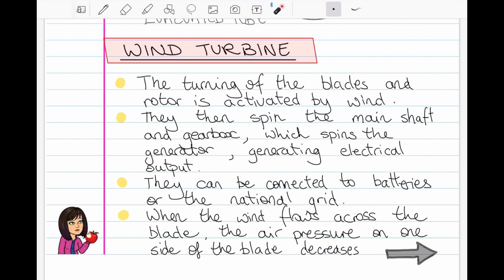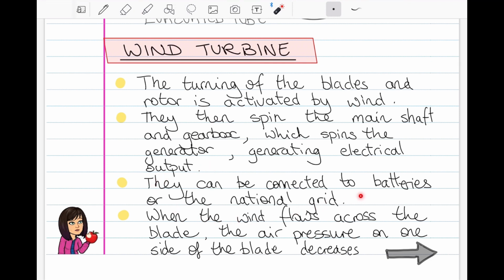But what actually happens? They spin the main shaft and the gearbox, which spins the generator, and that generates electrical output. So it's the spinning, it's the generating. It's like a dynamo on your bike. Okay, it's generating electrical output.